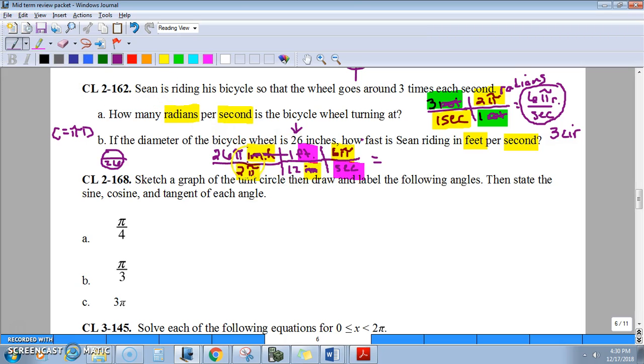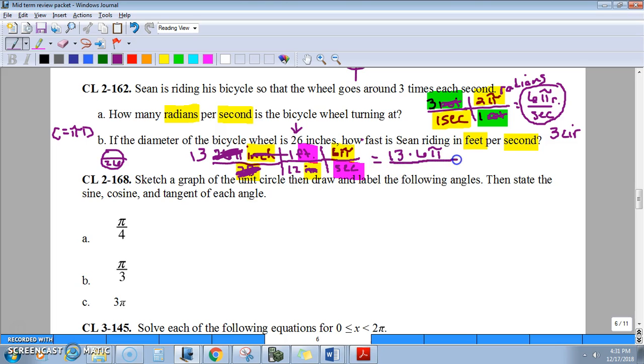What I'm going to be left with is feet per second, which is what it's asking for. So what can I do here? I know you just multiply all of your numerators. So 26 pi times 1 times 6 pi. But actually, before I do that, I'm going to make this smaller. I know 2 pi can go into 26 pi 13 times. So my numerator is just going to be 13 times 6 pi. That way I don't have to worry about squaring pi.